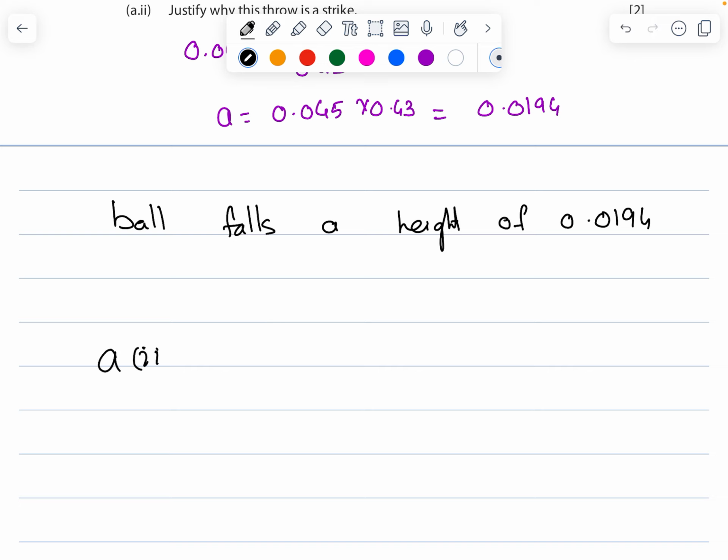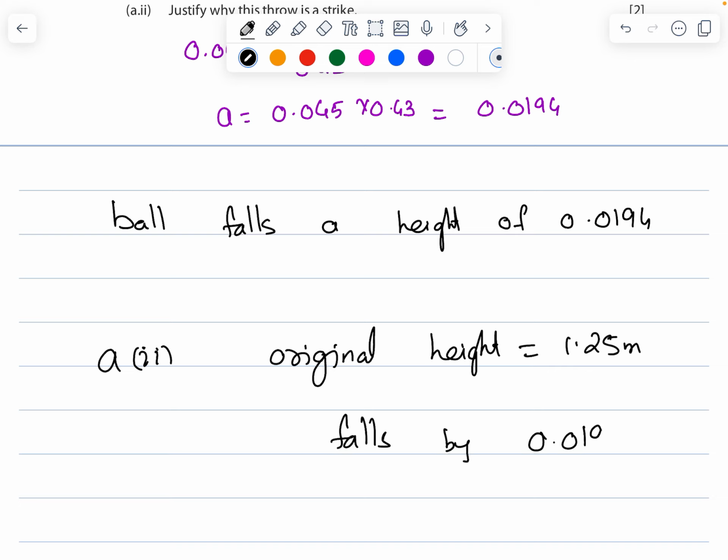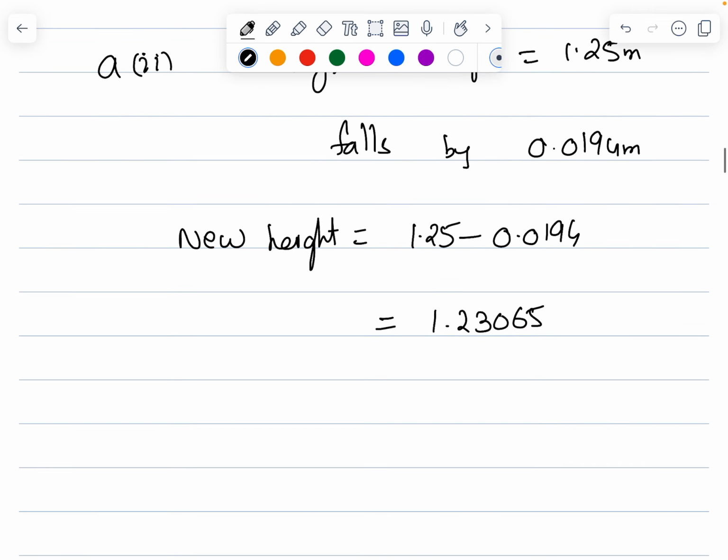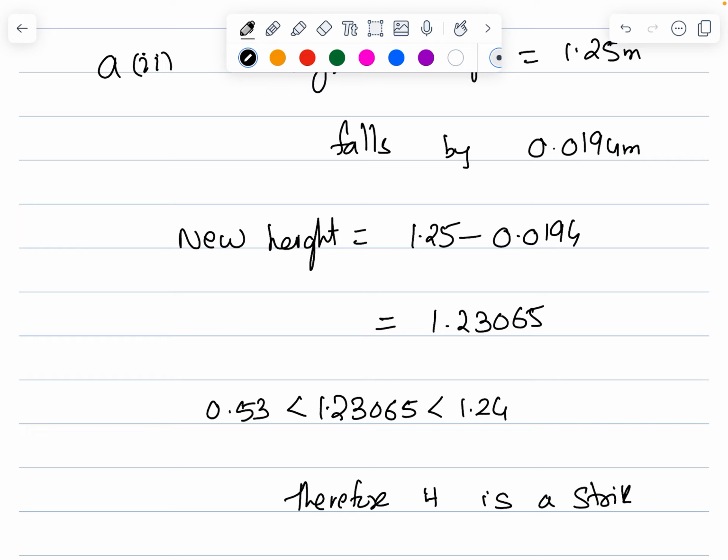So for A, part 2, what was the original height? Original height was 1.25 meters. Now it falls by what? 0.0194 meters. So what will be the new height? New height is going to be 1.25 minus 0.0194, which is going to be 1.23065. We know that it is called a strike if it is lying between 0.53 and 1.24. Therefore, it is a strike.